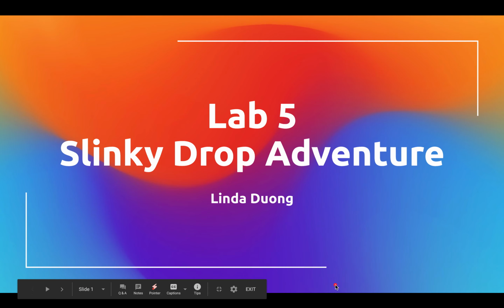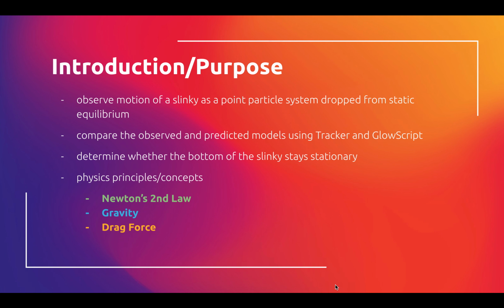This is lab 5 for the Slinky drop. The purpose of this lab was to analyze the motion of a Slinky as a point particle system that was dropped from static equilibrium and to see whether the bottom of the Slinky is stationary or not. We would do this by using Tracker to model the observed data and GlowScript to create the computation model. Then we will make comparisons to discuss the findings.